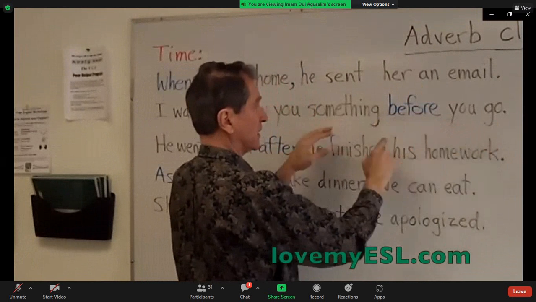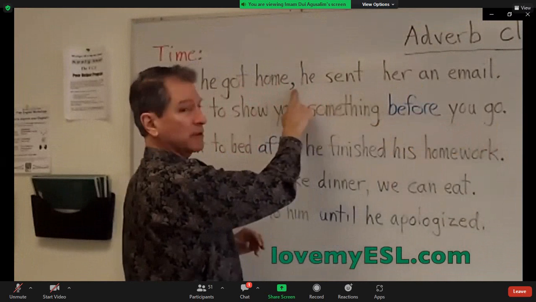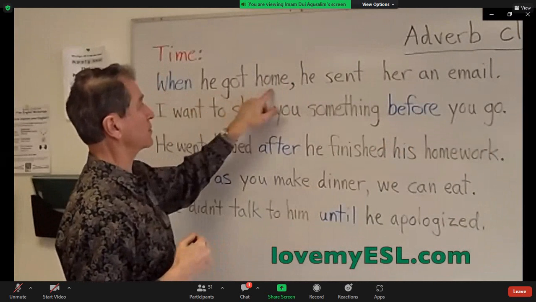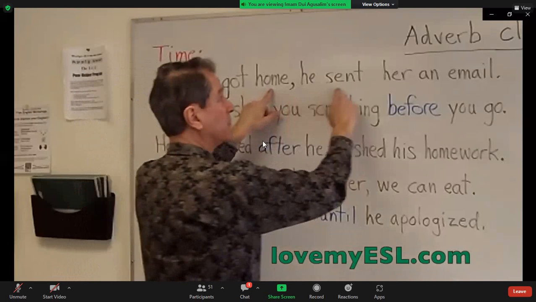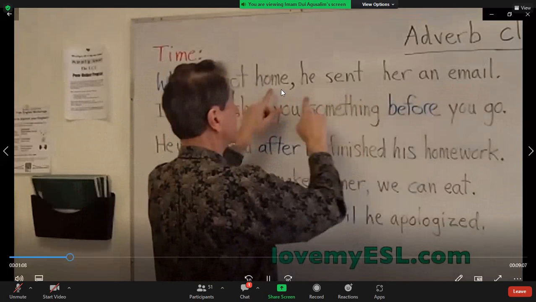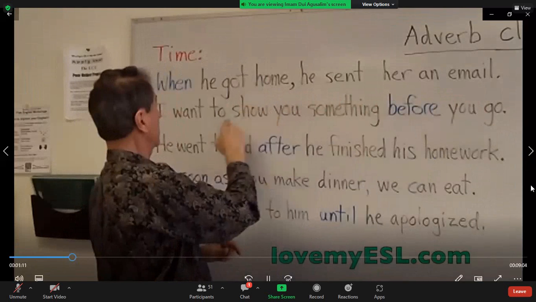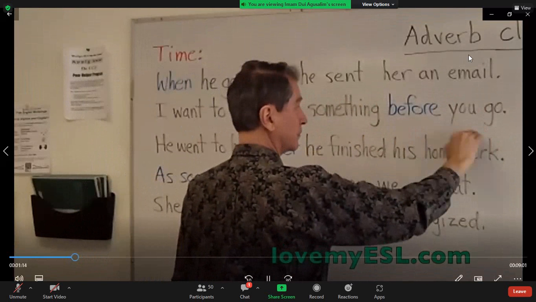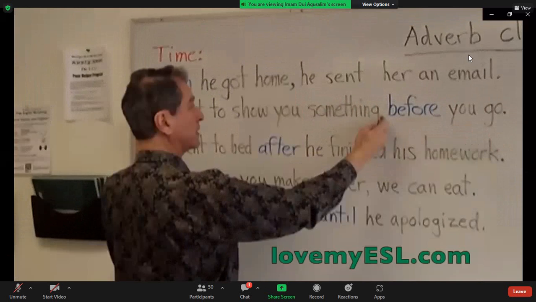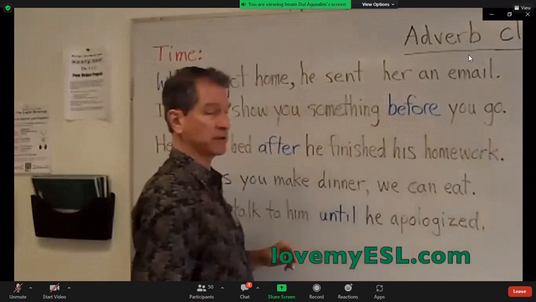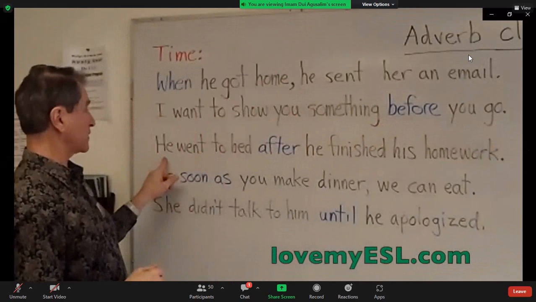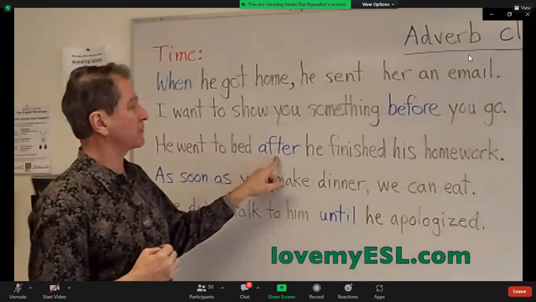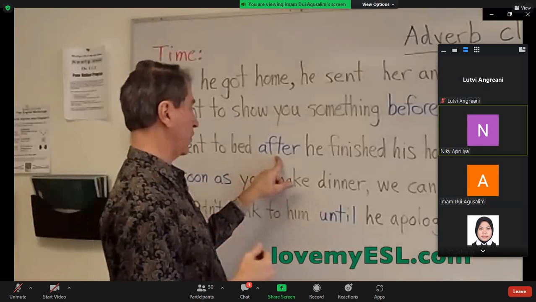This time the adverb clause is at the end of the sentence, and you'll notice something different between the first sentence and the second sentence. In the first sentence, when my adverb clause was first and my independent clause was second, I need to have a comma after the adverb clause. But when the adverb clause is last, I do not need a comma between the independent clause and the adverb clause.